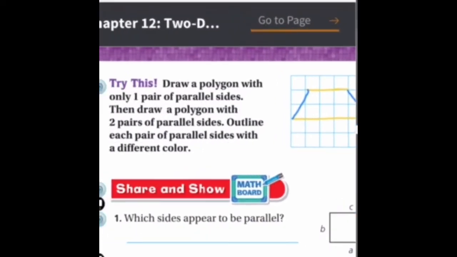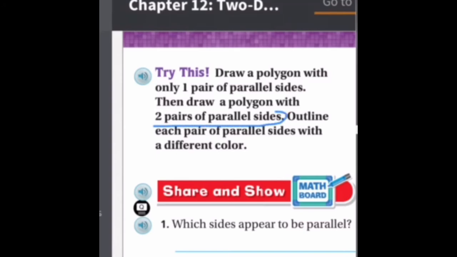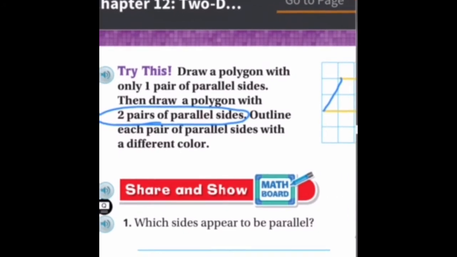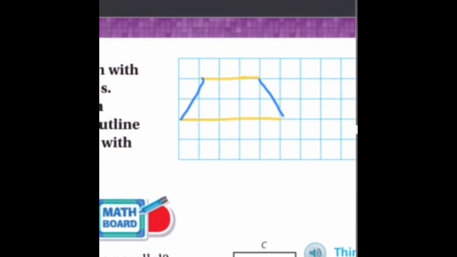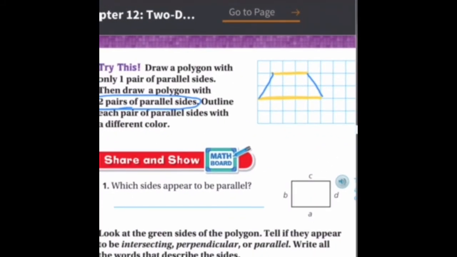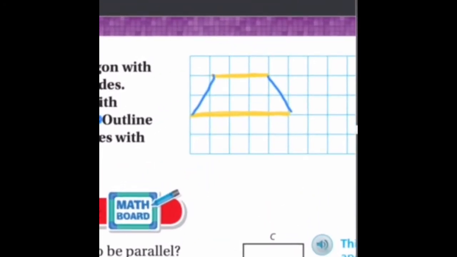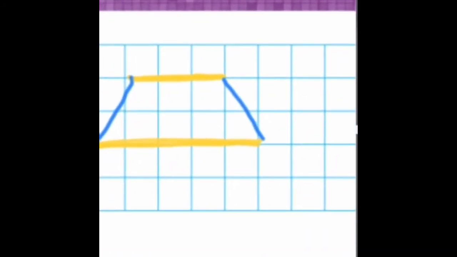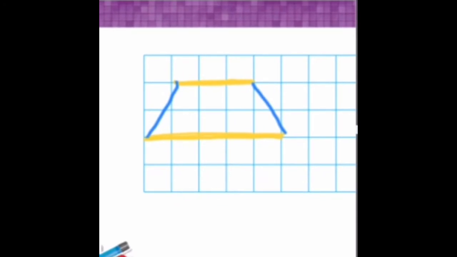And then I'll let you see if you can draw a shape that has two pairs of parallel sides. Okay, parallel sides. So my two yellow sides right here, the top one and the bottom one, those two make a pair. So that's one pair of parallel sides. We have to make sure we pay attention to that wording, because some of the questions will ask about how many sides are parallel. Well, we have two sides that are parallel. Or it might ask how many pairs of sides are parallel. And in that case, we have just one pair of sides that are parallel.